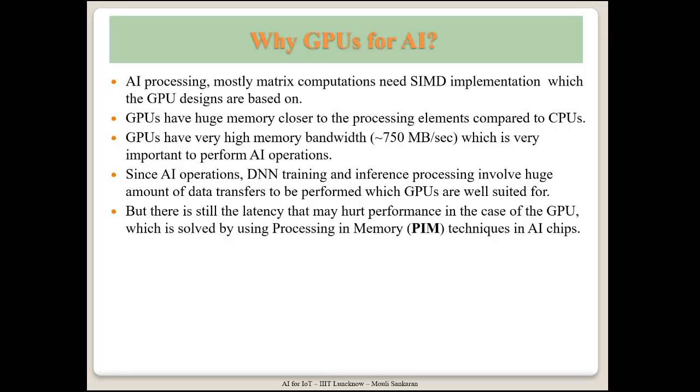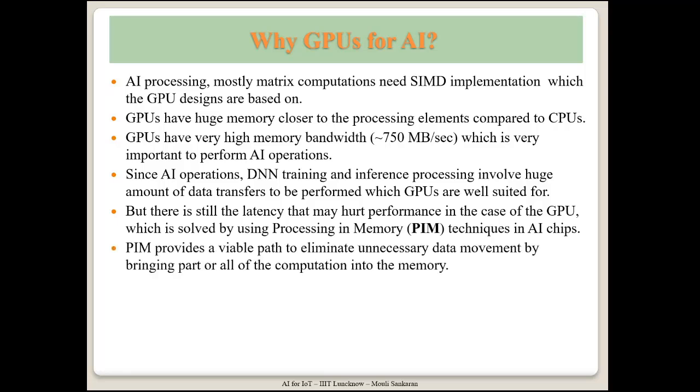But there is still the latency that may hurt performance. They may hurt. Okay, latency is also important. I'm not ruling out that GPUs can be slow, especially in edge processing, where you have AI on the edges. They need to be much faster in responding to real-time events, like cameras on the edge devices. Okay, so to make them highly responsive, we bring in the processing in memory technique in AI.